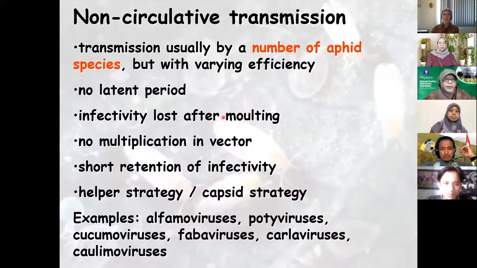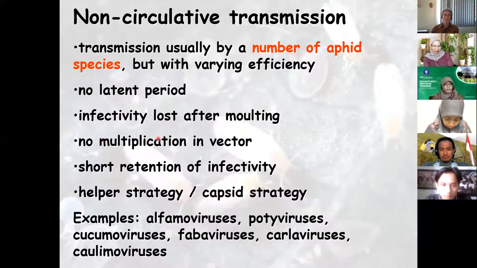The aphid loses its ability to transmit after it molts. So aphids go through juvenile stages where they shed their exoskeleton. The exoskeleton stops them growing, so they've got to shed it when they reach a certain stage of growth and then grow a new exoskeleton. The lining of the mouth parts where the virus is sticking is part of the exoskeleton. So it's like the skin peeling off and the inside of the mouth peeling off as well, which can't be very pleasant. So infectivity is lost after molting. It can pick it up again, but every time the aphid molts, it loses its ability to transmit.